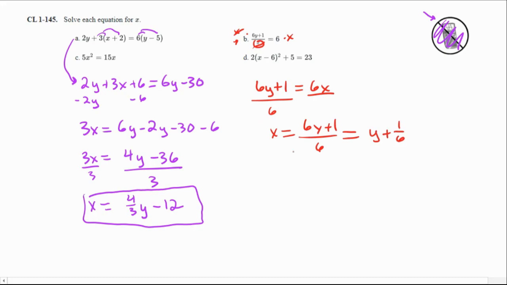I don't really care either way. I usually like to see it like this one here because, again, I don't love having a fraction as the constant, but it doesn't really matter.